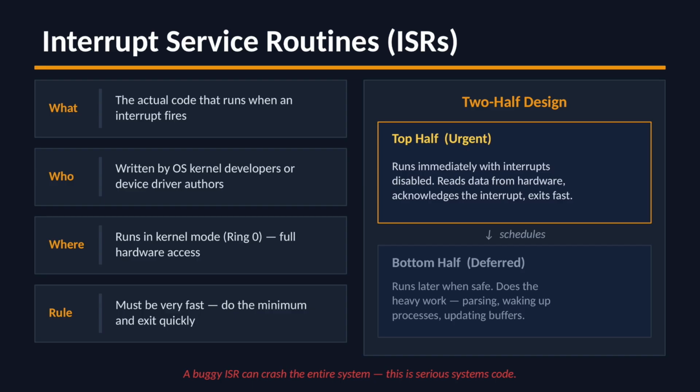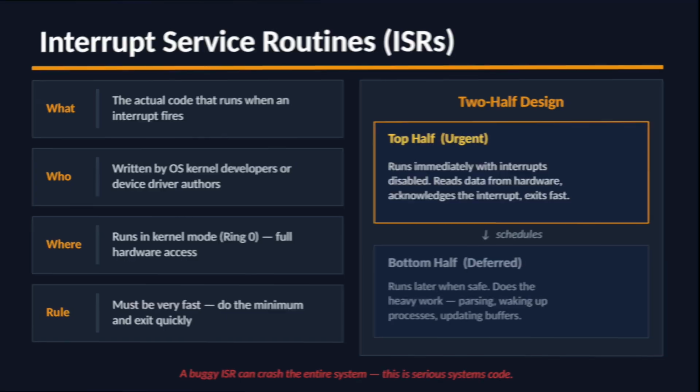Now, the golden rule for ISRs is to be fast, do the minimum possible operation, and then exit. To achieve this, ISRs are split into two halves. The top half runs immediately, reads data from the hardware, acknowledges the interrupt, and schedules the rest of the work. The bottom half runs later when the system is in a safer state, doing the heavier processing like parsing a network packet or waking up a sleeping process. This split keeps the system responsive even under heavy interrupt load.